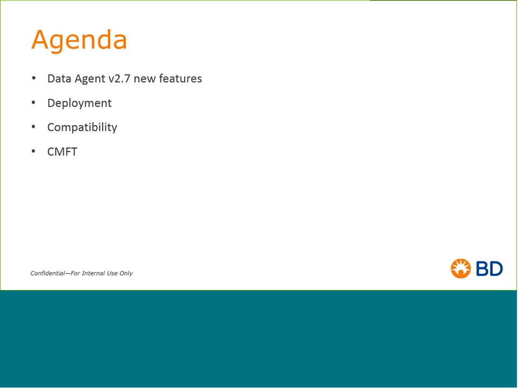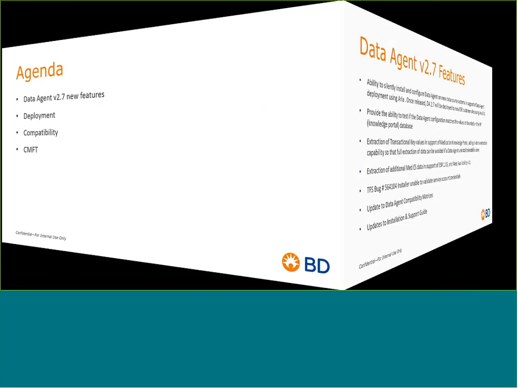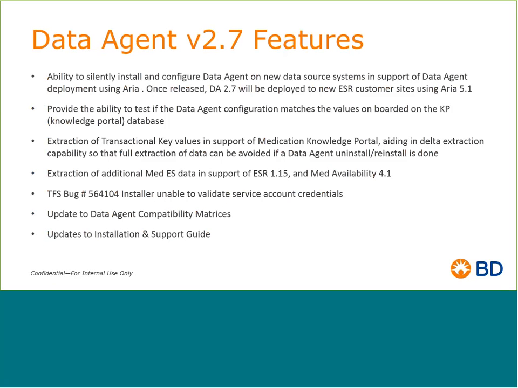We will discuss Data Agent 2.7 new features, deployment details, compatibility with other products, and CMFT location. Data Agent 2.7 new features consist of the ability to silently install and configure Data Agent on new source systems in support of deployment through ARIA. Once we release, Data Agent 2.7 will be deployed to new ESR customer sites using ARIA.